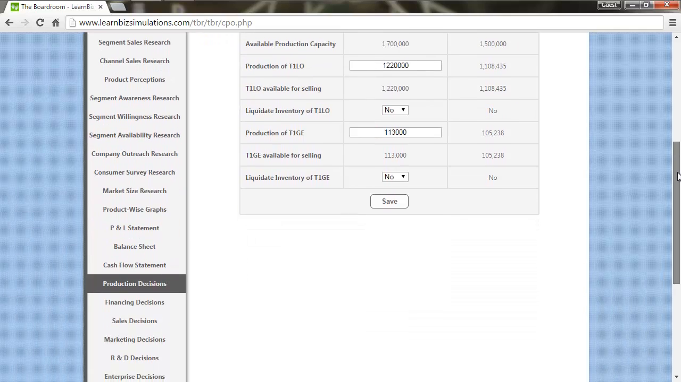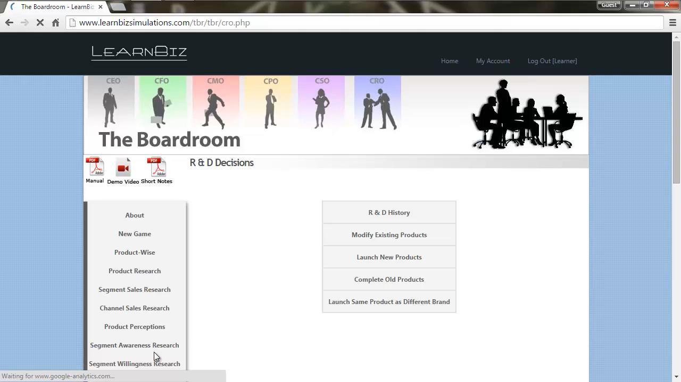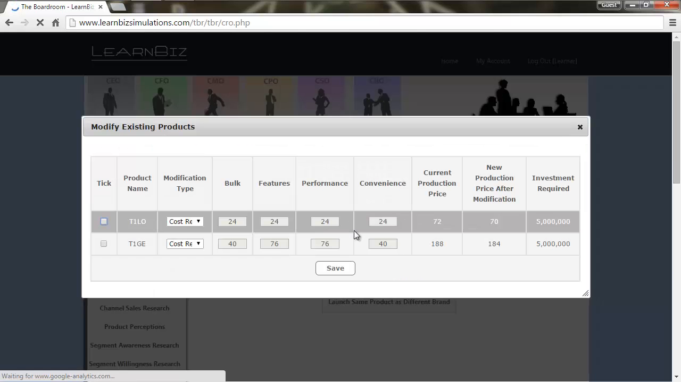Let's move on to the next decision screen, Research and Development Decisions. Let's look at modifying one of the existing products. As we have already seen, we can make three types of modifications: cost reduction, modification, or both. We decide to do a cost reduction on T1LO, which calls for an investment of 5 million.